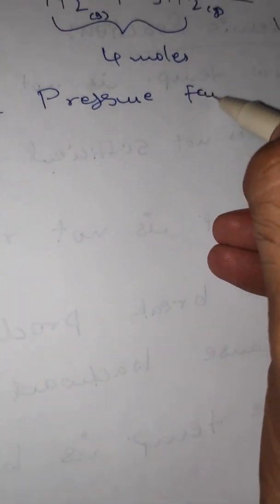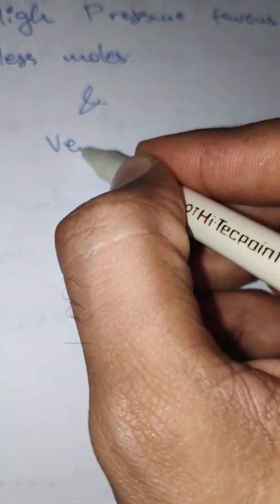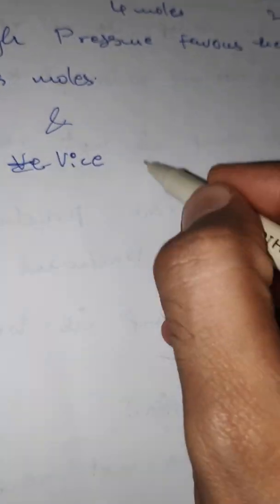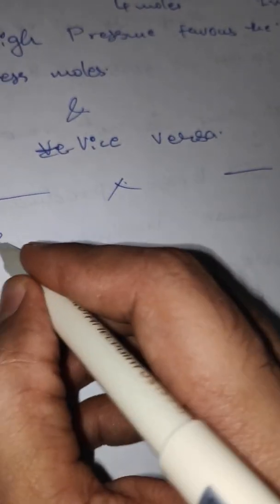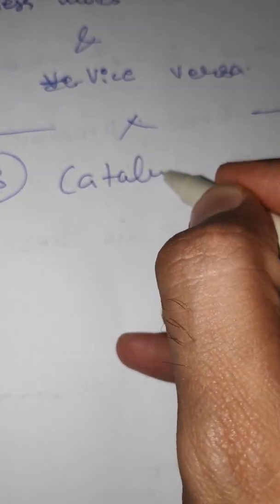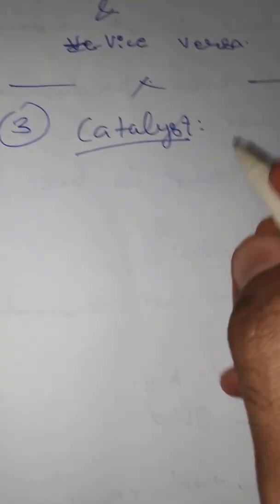So I will write a technical statement over here that high pressure favors the side with less moles. High pressure favors the side with less moles. That's it. Okay. And vice versa, I mean to say low pressure will show the opposite effect. Low pressure will favor the side with high moles. That's it. So pressure is done. This is also over. Talking about the third thing, which is a catalyst. What is a catalyst? See, a catalyst is a substance that increases the rate of reaction.